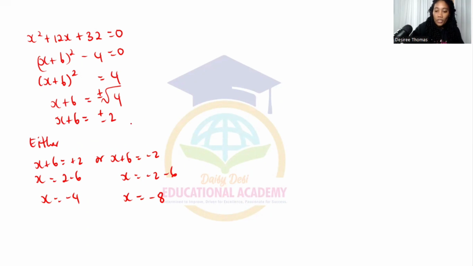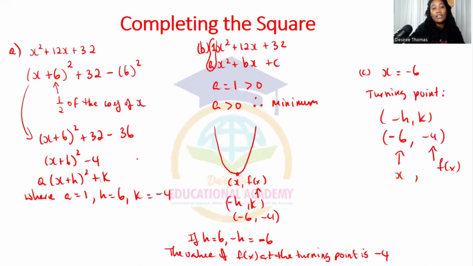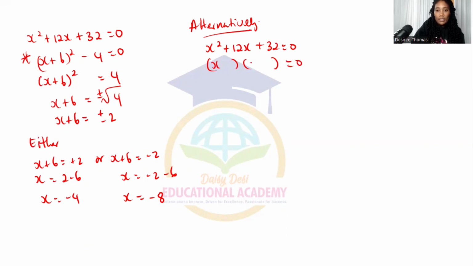All right. Anyway, so the question wanted us to solve it, right? So they said find the values of x, and that is exactly what we did. We used our completed the square version and we solved for x. Alternatively, we know when we get a question, x squared plus 12x plus 32 equal to 0, basically you factorize. So x by x gives us x squared, and two numbers that when multiplied give 32 and when added give 12.